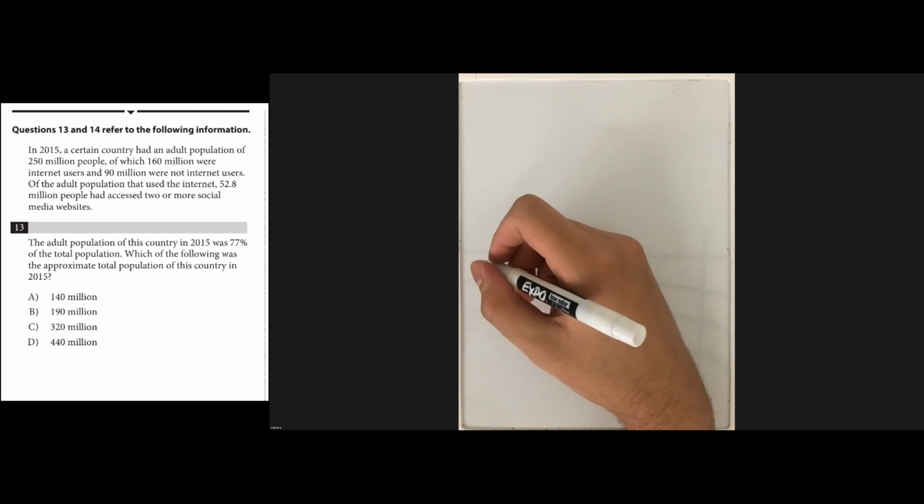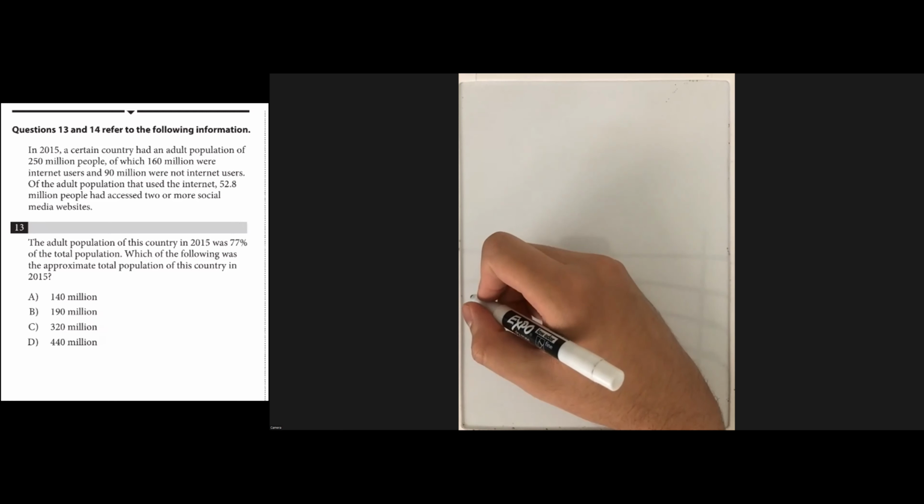All right, so for this one, we're given in 2015, a certain country had an adult population of 250 million people, and then the rest of the information doesn't really matter for question 13. And then it says for 13, the adult population of this country in 2015 was 77% of the total population. Which of the following is the approximate total population of this country in 2015?